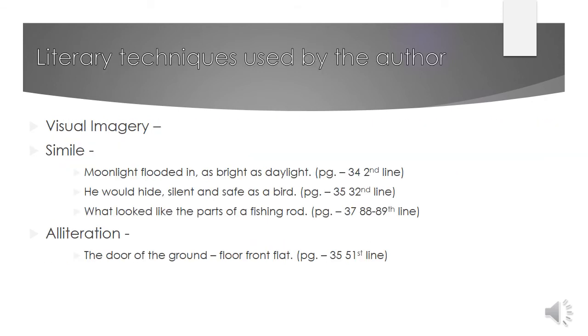Literary techniques used by the author. There are many visual imageries. The writer used sensory words to create imaginations in readers' minds. And there are a few similes. "Moonlight flooded in as bright as daylight," on page number 34, second line. Next, "he would hide silent and safe as a bird," on page number 35, 32nd line. And "what looked like the parts of a fishing rod," on page number 37, 88th to 89th line. And there is one alliteration, "the door of the ground floor front flat," on page number 35, 51st line.